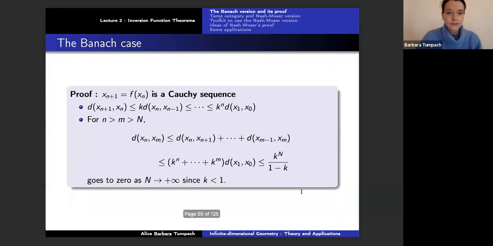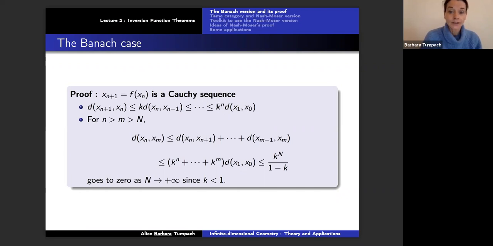Okay, in more detail, for the students here, you can show that this sequence is indeed a Cauchy sequence. You look at the distance between two elements of the sequence, x sub n plus 1 and x sub n. Using the contraction condition, it is less than or equal to k times the distance between the two previous points. And you go on like this until you reach the first two points, x1 and x0.